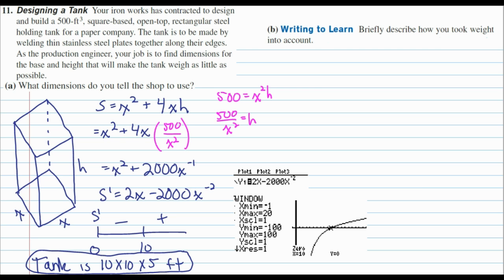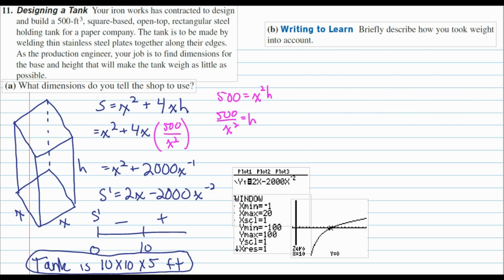Now part B asks us to briefly describe how you took weight into account. So in other words, how did you decide that weight equaled surface area? Now your wording for this can happen in various ways. Each of us is going to write this differently. So my goal is to explain how the weight of the tank is affected by how much material is used, and then how that material used is really affected by the surface area, therefore getting us from weight to surface area, and then therefore minimizing weight minimizes surface area.